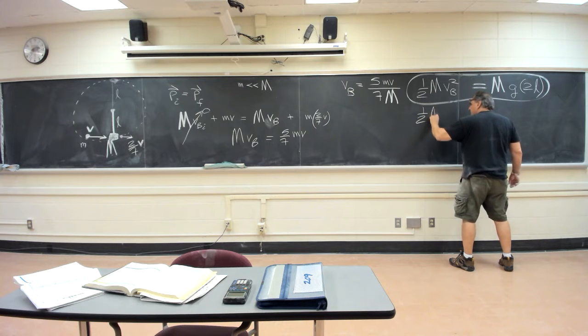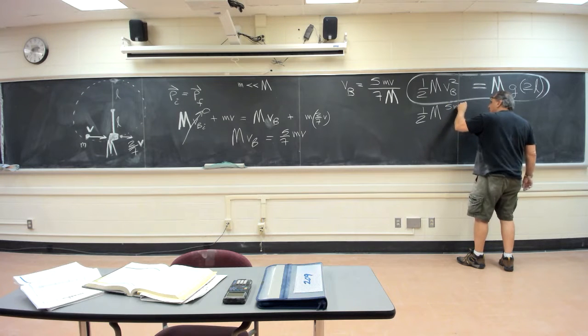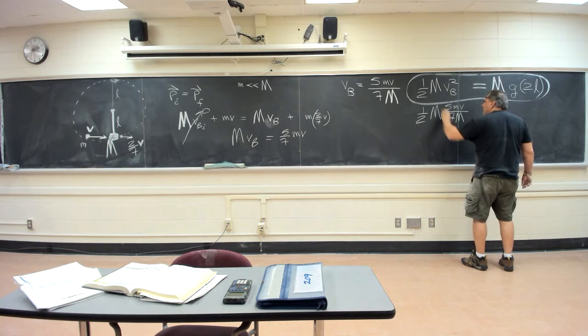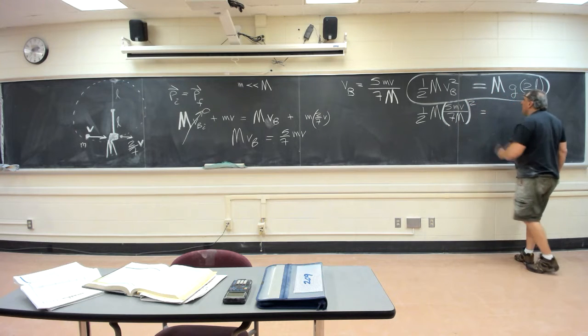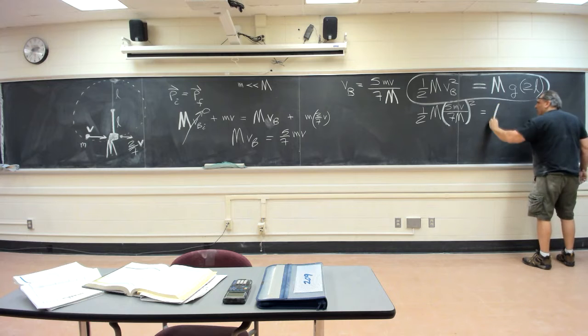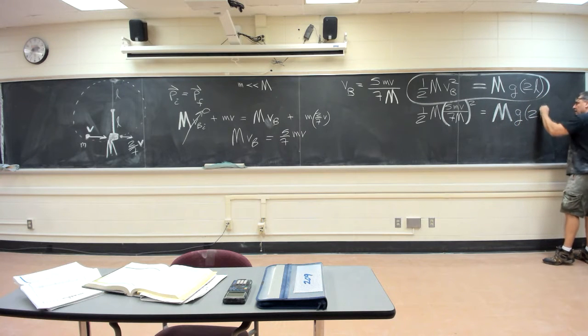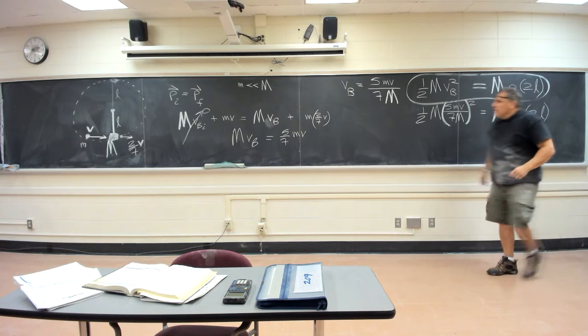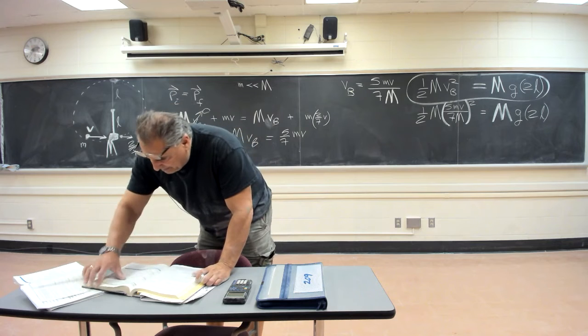1/2 capital M times VB, which is 5 mv over 7m, squared, equals capital M G 2L.